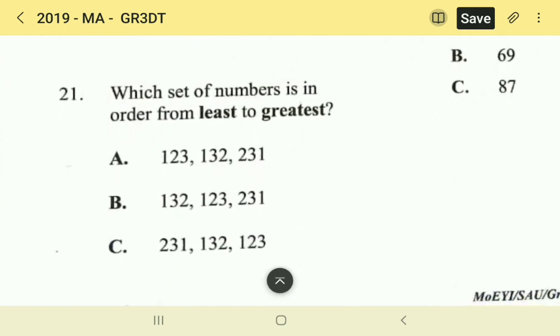Which set of numbers is in order? And this is a repeat. Guys, you see how many would have just picked and gone a long time. This is also a repeat item. Came on other years of paper.